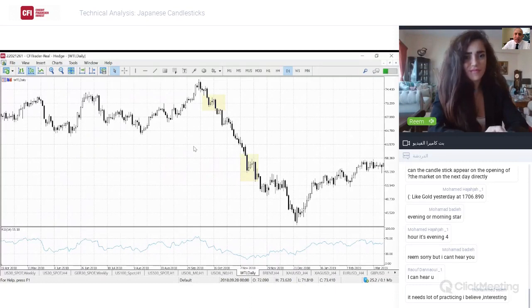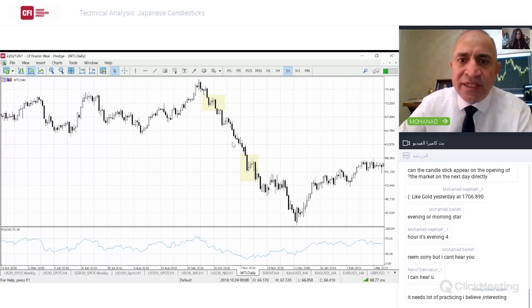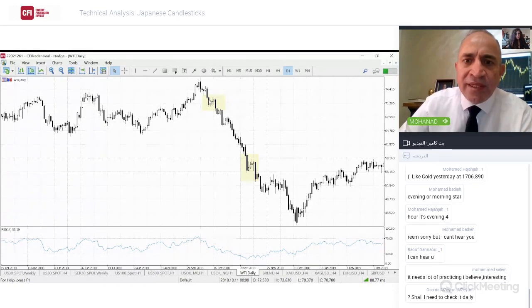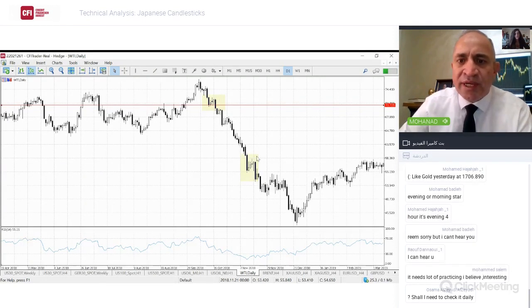This is WTI. I have examples for the falling three methods. This is a good chart for the falling three methods. Good example. We have the first candle, a long black candlestick, followed by three candlesticks, and the pattern ends with a new black candle closed lower than the closing of the first one. So that's an indication that the prices will drop. Yes, will continue downward.